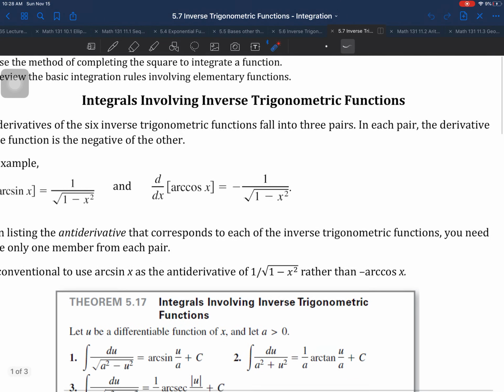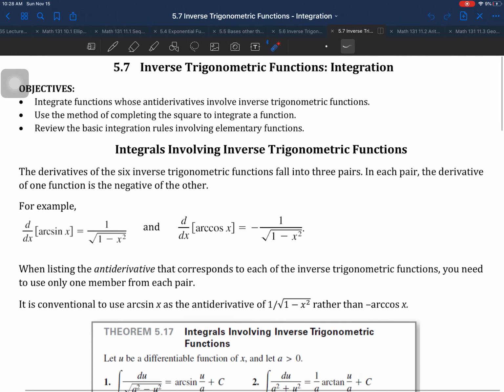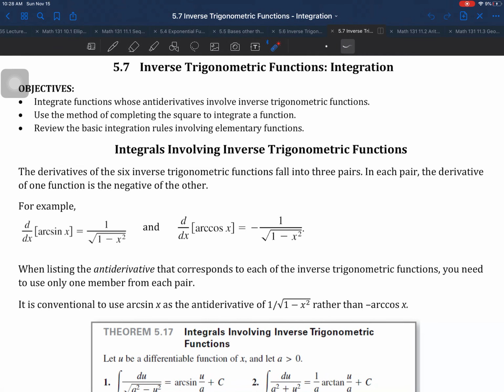Hi class, welcome back. Today we're going to discuss inverse trig functions integration. This is from 5.7. A quick recap from last section is that we learned how to find the derivatives of inverse trig functions. So our goal now is to use the same rule to come up with a rule for integration.